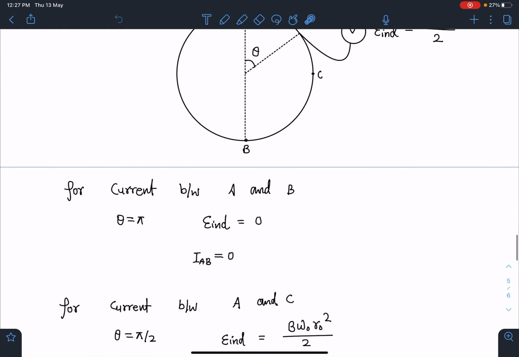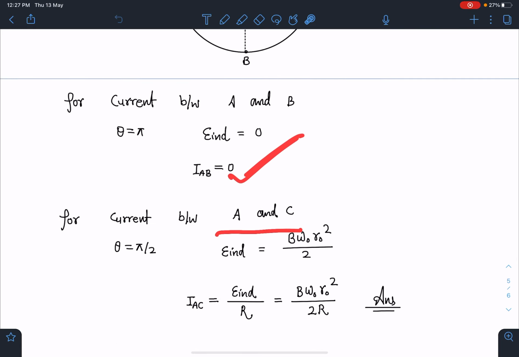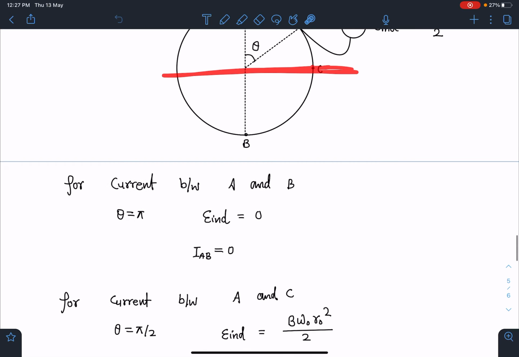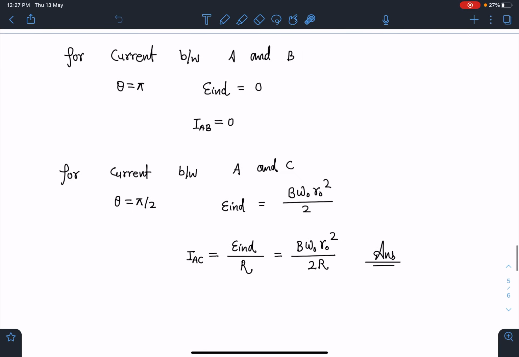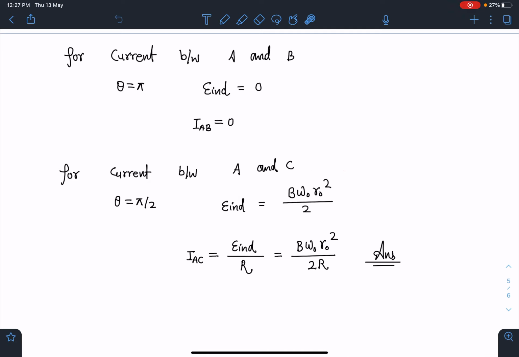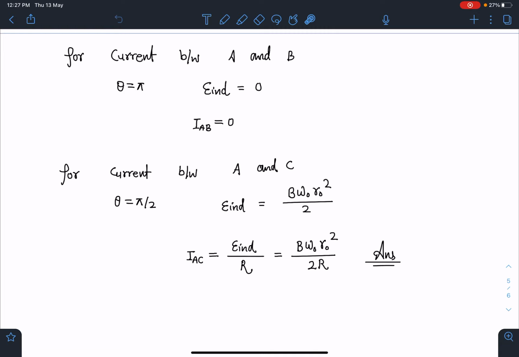So similarly for points A and B, I can write that current is going to be 0 in the ammeter, and between A and C, C is a point here, so theta is pi by 2, it is the equator of this sphere. When I substitute, I am going to get E induced as B omega r squared by 2, and the current value is going to be B omega r squared by 2R. Guys, this is going to be the final answer for this problem.